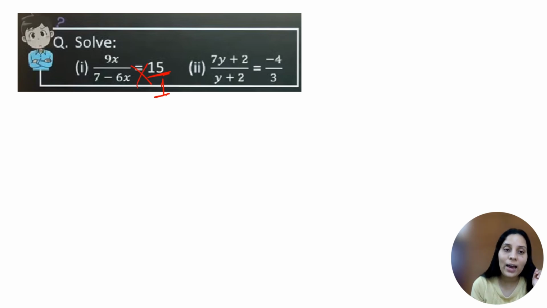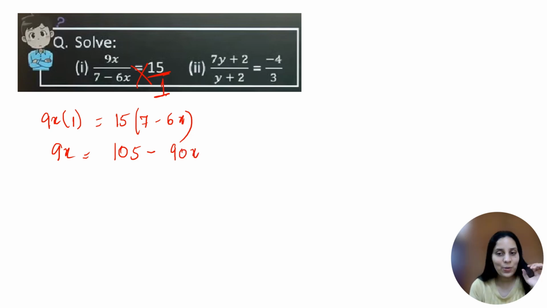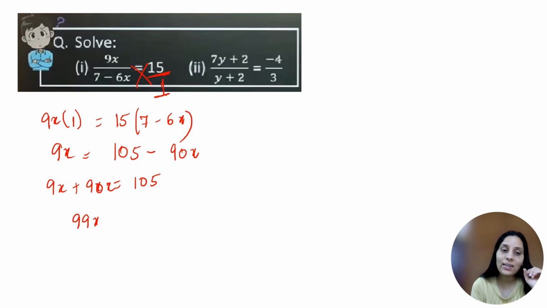So yes, 9x into 1 is equal to 15 into 7 minus 6x. So now we will just open up the brackets. 9x into 1 is 9x. Next 15 into 7 is 105 and 15 into 6 is 90x. Now since we have x on both the sides, all x terms one side and constants one side. Yes, you get 99x is equal to 105. So x is 105 by 99.